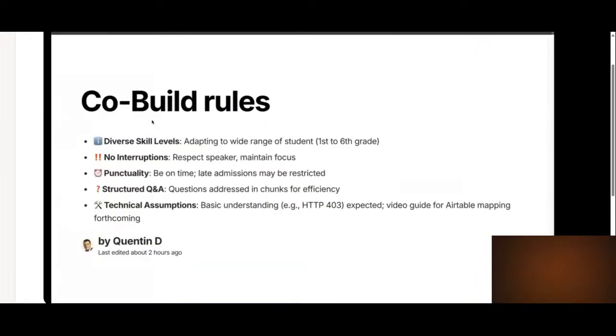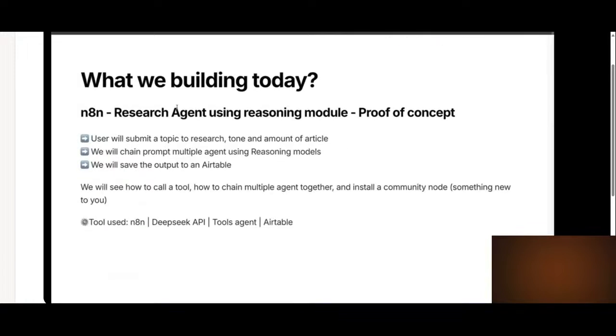So you see the wonderful Gamma over there. I passed the co-builds, so you guys know now. What are we building? We're building an n8n search agent using a reasoning model, and this is a proof of concept.